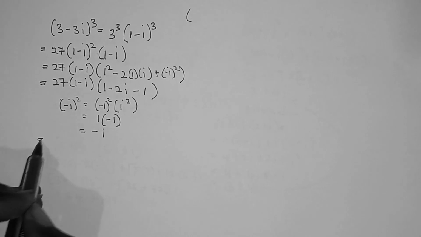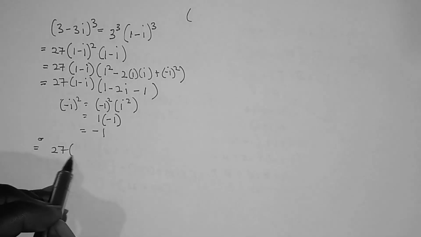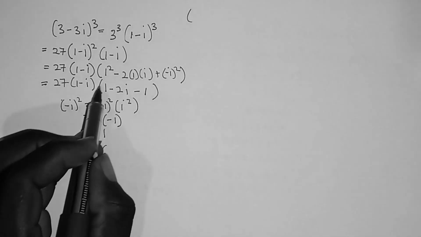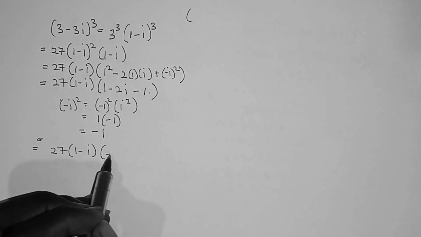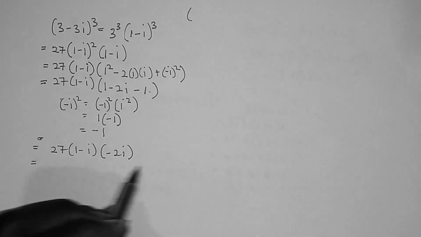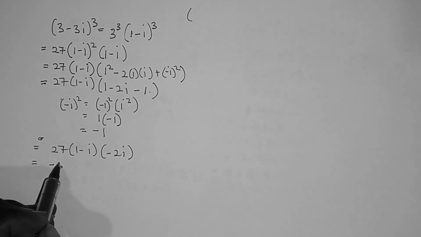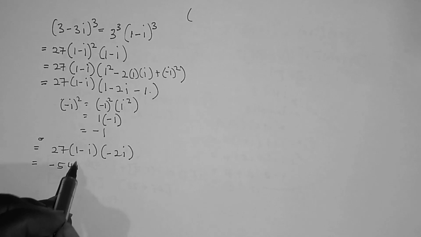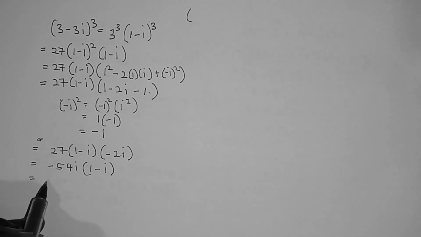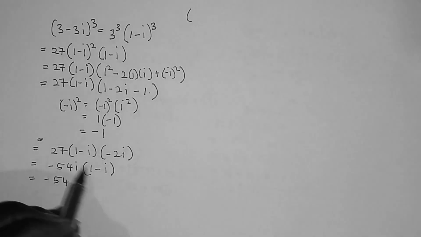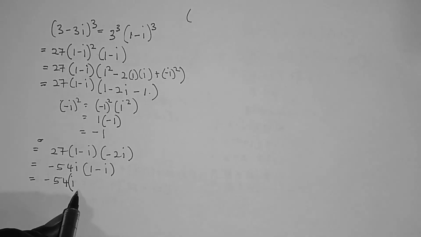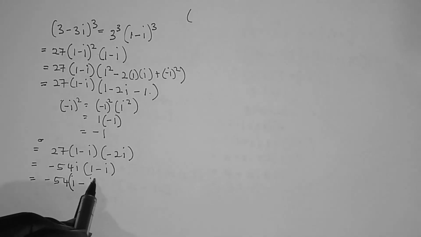So this is equal to 27 times 1 minus i, and times 1 minus 1 is 0. So we'll be left with minus 2i. And this is equal to 27 times minus 2i is minus 54i times 1 minus i. And this is equal to minus 54. i times 1 is i. Then i times minus i is minus i squared.